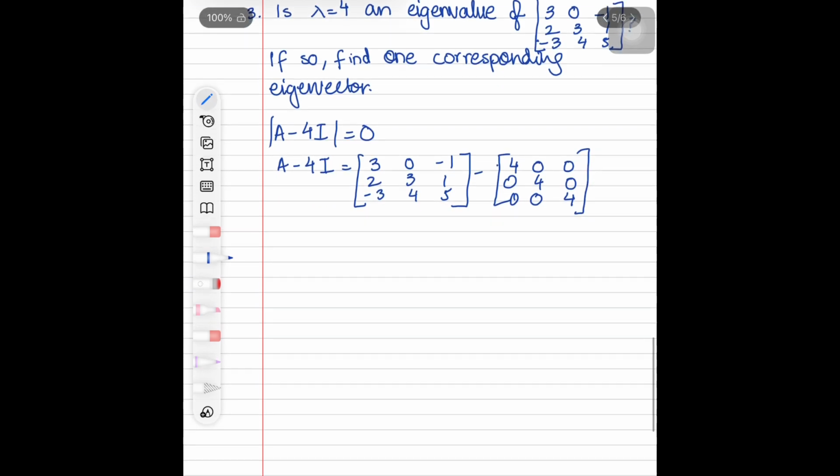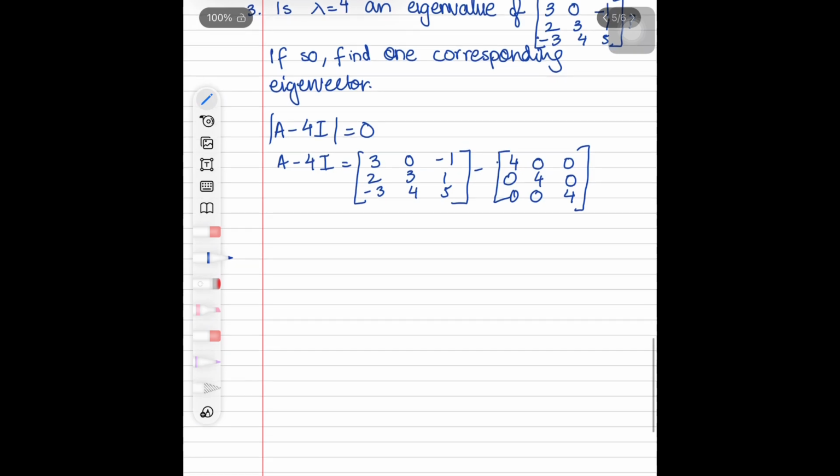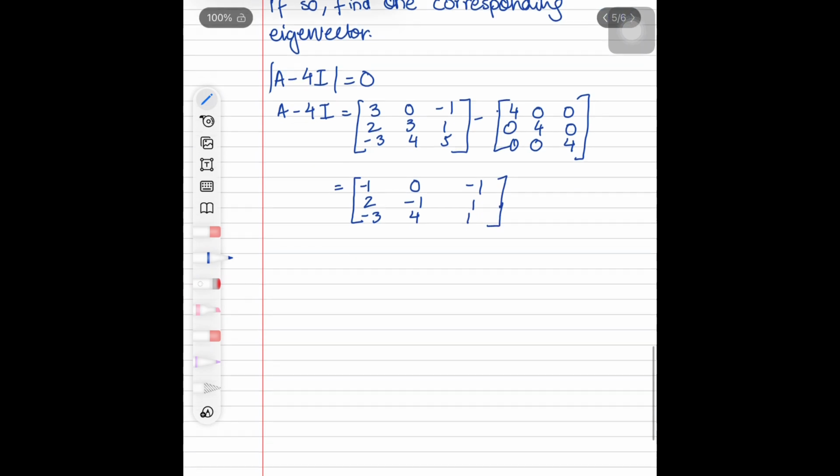So 3 minus 4 is a 1. -1, and then 2. 3 minus 4 is a -1 again. 5 minus 4 is a 1. This is what we have right here.